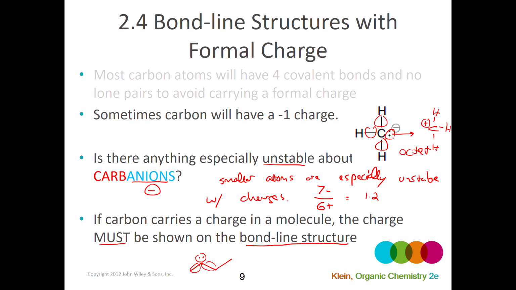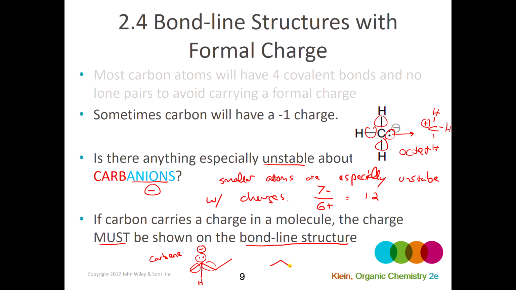So it doesn't have a noble gas configuration, so it's pretty unstable. But it doesn't have a formal charge, so it's not super unstable. That's called a carbene. A carbene is pretty unstable because it doesn't have a noble gas configuration. So if I don't show the charge, someone would assume that there's no hydrogen attached here. So if it is a carbanion rather than a carbene, I have to show the negative charge so that someone understands there's a hydrogen there, because typically the hydrogens won't be shown in a bond line structure.